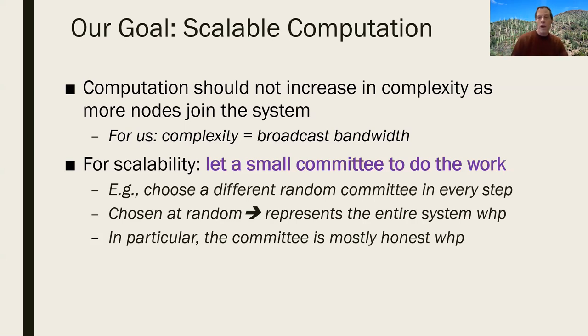The way that we're going to do that is just to let a small committee do the actual work. So in every step of the execution, there would be some mechanism to choose a random committee. And that random committee will do the work on behalf of the entire network. The committee is chosen at random, which means that it's a good representation of the entire system with high probability. And in particular, because we assume that most nodes are honest, then with very high probability, most nodes on the committee are also going to be honest. So this is the approach that we are taking.